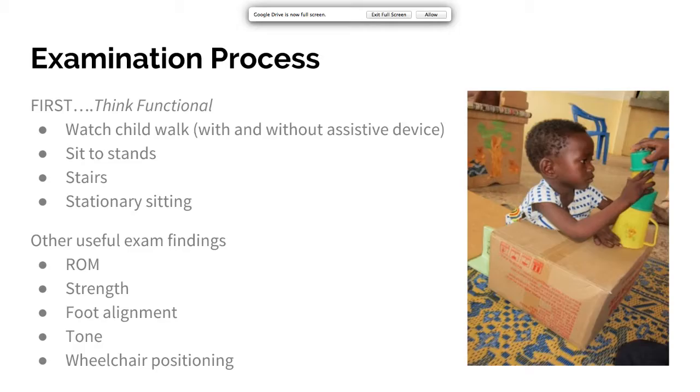Other useful exam findings include range of motion. This can be useful in determining wheelchair positioning and whether stretching is helpful. Strength, a more objective measure of strength than functional tasks, such as muscle testing. Foot alignment, which can help determine if AFOs are required and can help to set goals related to gait. Tone, which can help you with positioning, whether it be the wheelchair, lying, or sitting. And then wheelchair positioning is important in preventing contractures from occurring.